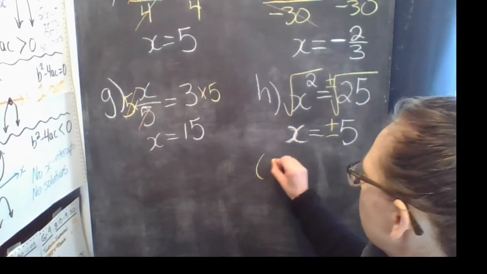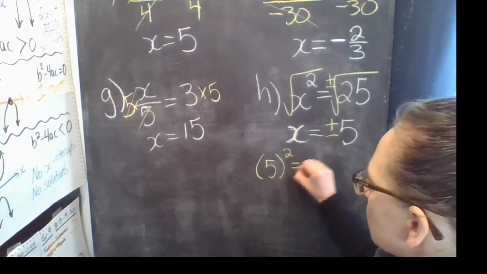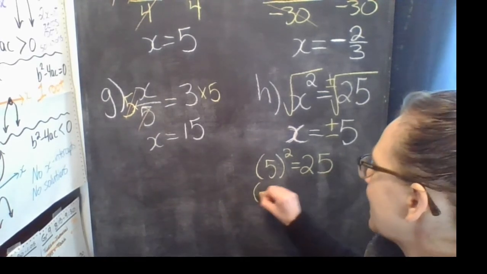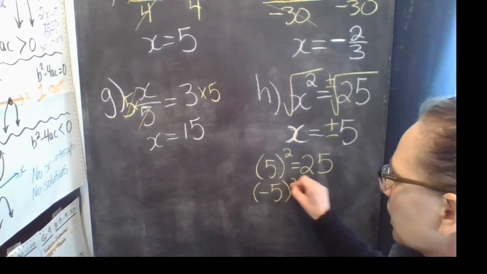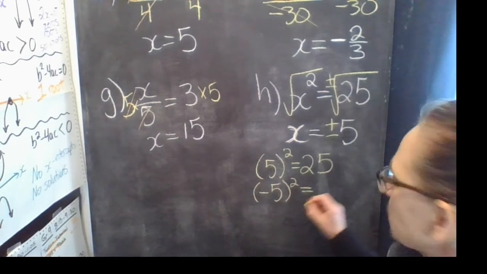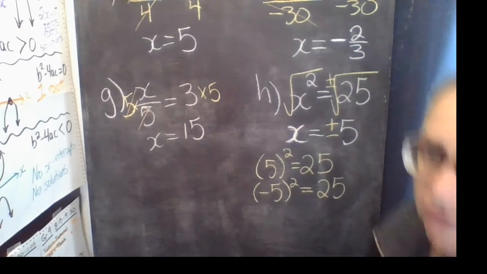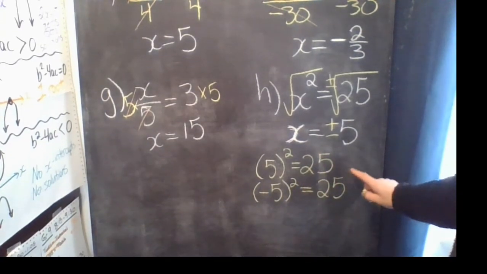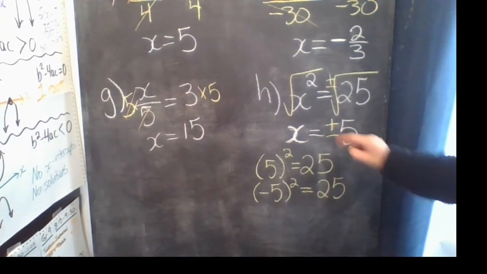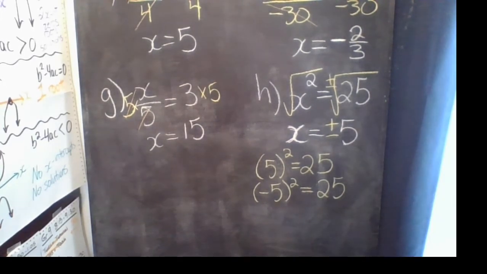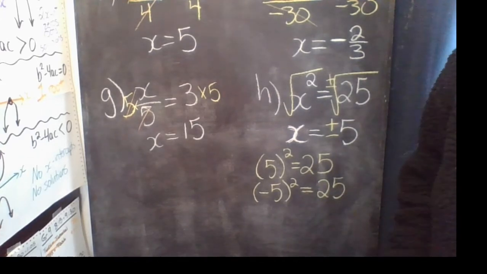If I have 5 squared, I end up with 25. If I have negative 5 squared, well, negative times a negative is also a positive, so I also end up with positive 25. So we have to think about this stuff now. We're starting to get to the point where we need to be concerned about all scenarios, not just one. Okay.